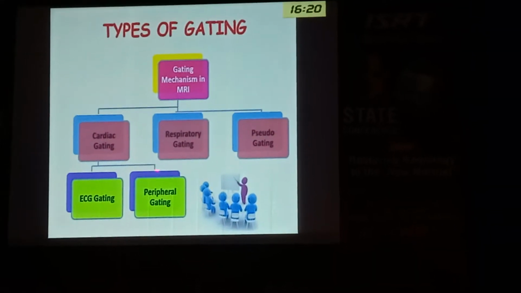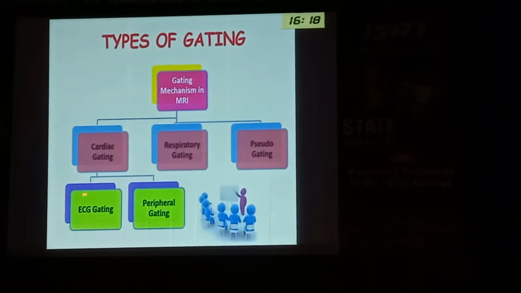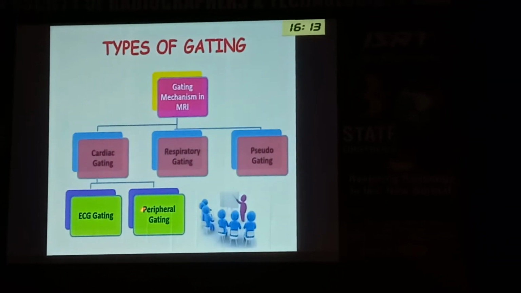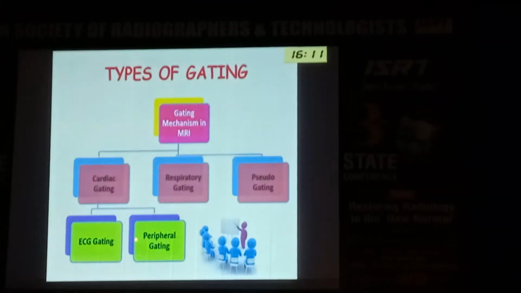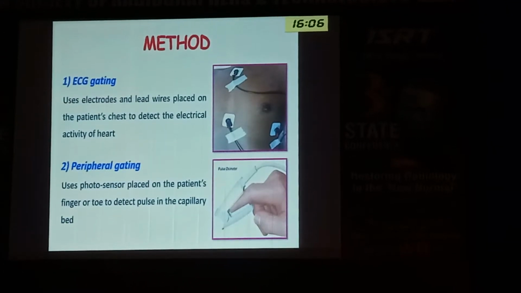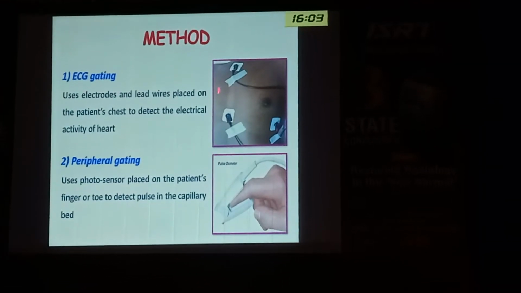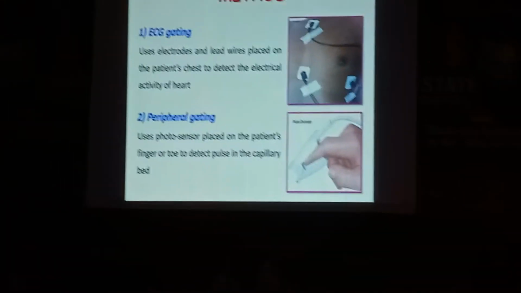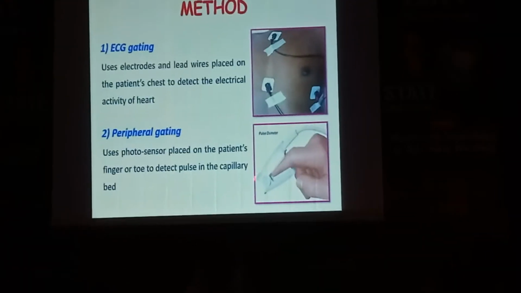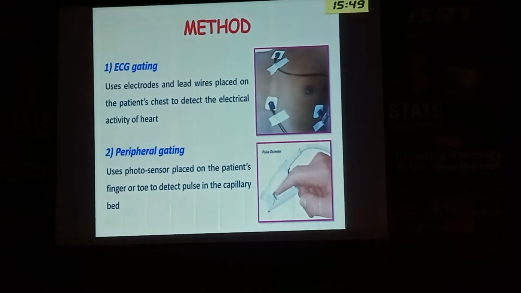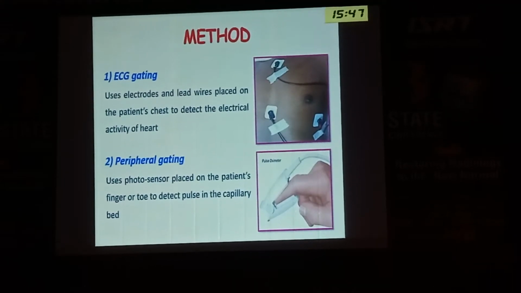Cardiac gating is classified into two divisions. One is ECG gating, with the help of ECG. The other is peripheral gating. I will take 3 or 4 minutes for each one and finish it off. The first is ECG gating. I am going to fix the ECG leads and get the ECG pattern, and with the help of that I am going to do the gating. Peripheral gating means I am going to use a photosensor like our pulse oximeter. In detail I will tell you later.